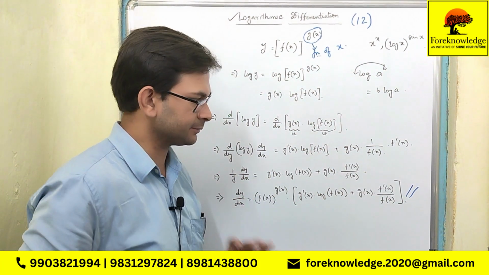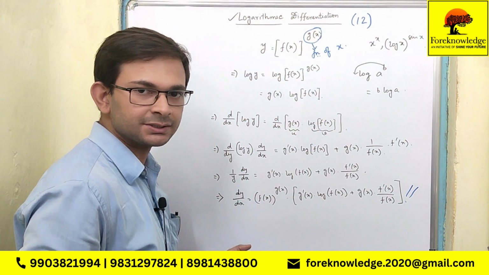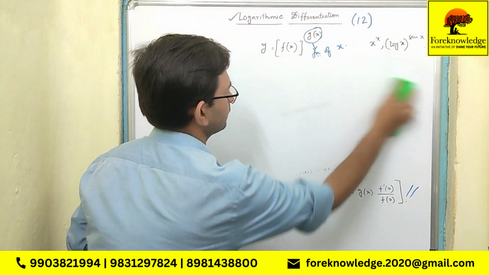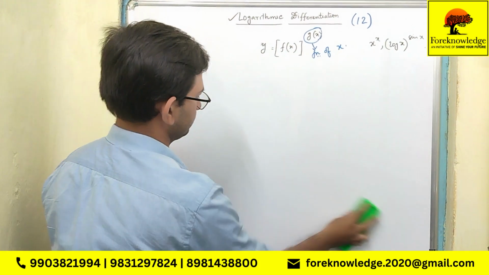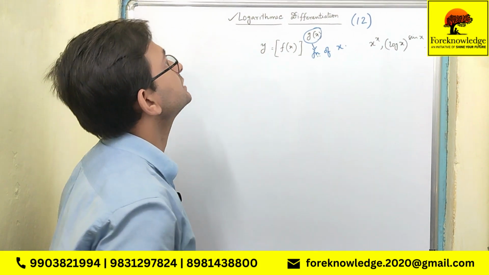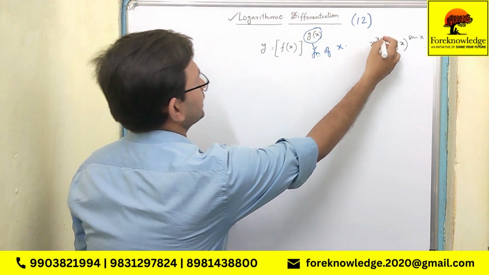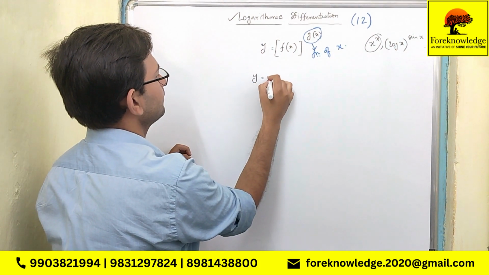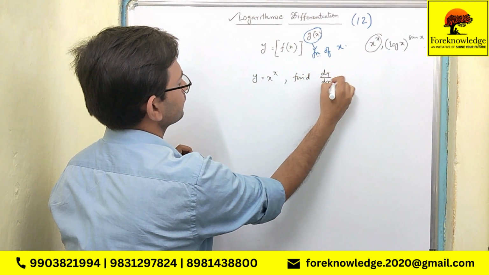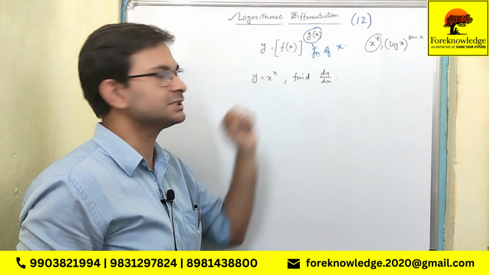So dy/dx is this. If this is clear, then we move on to a problem. So suppose we are taking this one, y equal to x to the power x. Find dy/dx. This is of the form f(x) to the power g(x), where f(x) is x and g(x) is also x.